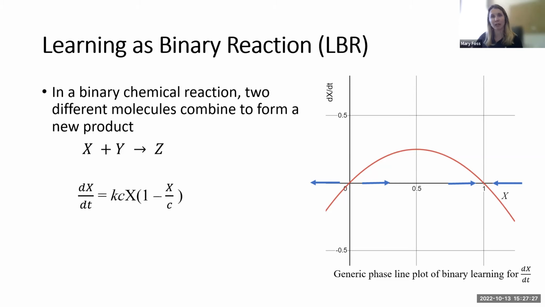But we have two conditions here. The one where the curve intersects 0, and this is considered unstable. And the curve, in this case, where our information X is equal to 1. In this case, C was set at 1. So this is where the information is equal to the learning capacity of the individual.